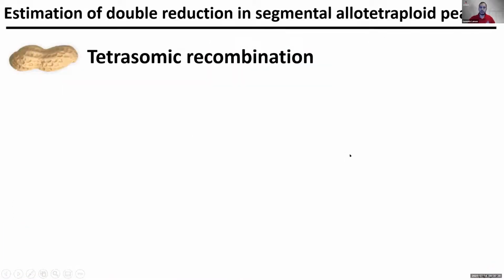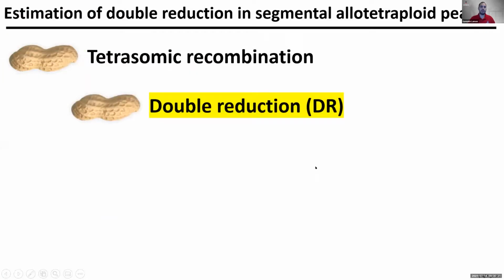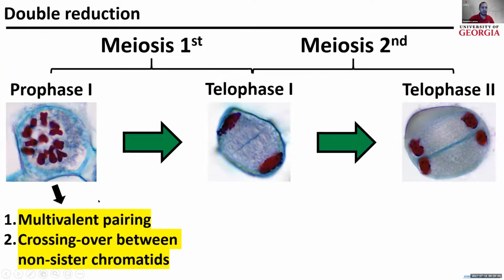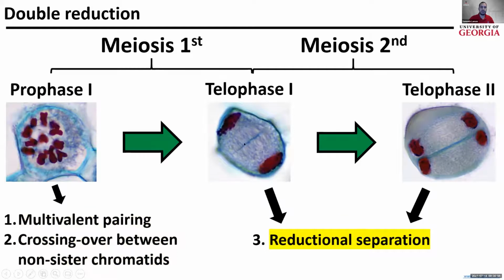So why is tetrasomic recombination important to understand double reduction? It is important because two out of three of the essential events for double reduction occurrence can be simply summarized as tetrasomic recombination. And those are multivalent pairing during prophase I and crossing over between non-sister chromatids during prophase I. The third event is a reductional separation pattern throughout meiosis I and meiosis II. I will explain this concept in a few slides.